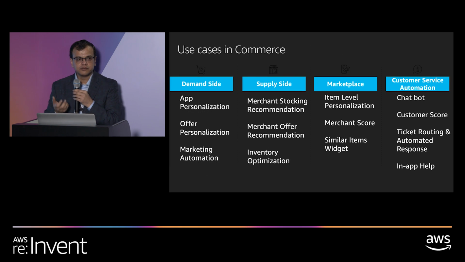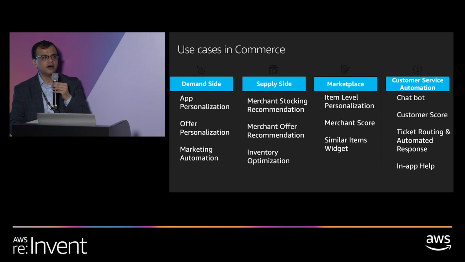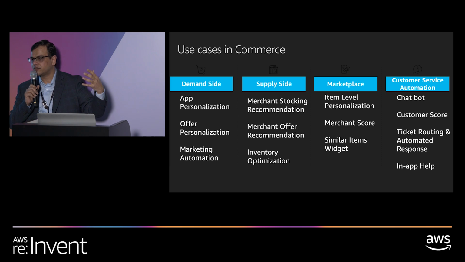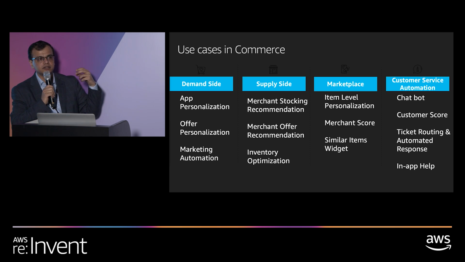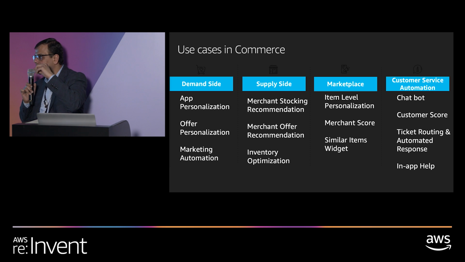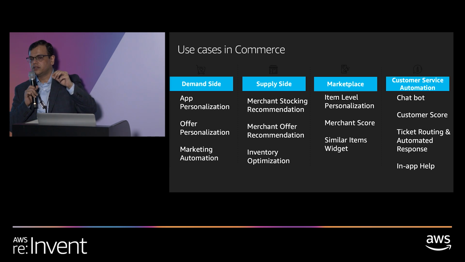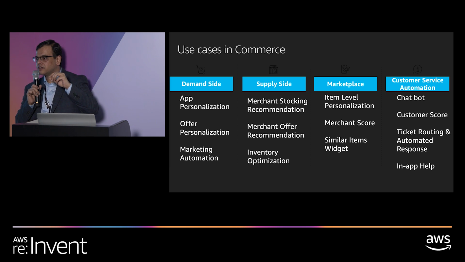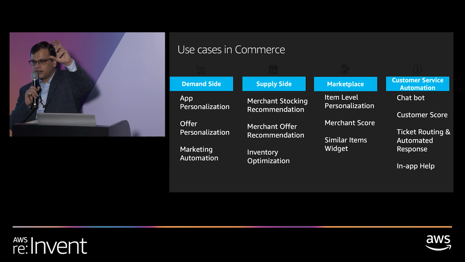Cool. Let me talk about some use cases in commerce. On the demand side of things, which is basically how you generate demand from the customers, the most important one is app and offer personalization. Our app is 100% personalized. The goal that was given to us about 4 years ago was that every pixel on the app should be personalized, which means that every widget that you see on the app is personalized, all the content is personalized, and even the layout is personalized.